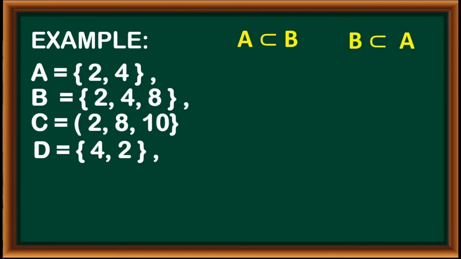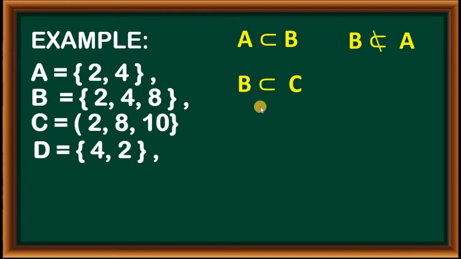How about this? B is a subset of A. Can you see? This is our letter B. Our set B has 2, 4, and 8. And if you can observe in set A, there is no 8. So therefore, you cannot say that B is a subset of A because there is no 8 in set A. So instead of using the symbol subset, you're going to use not a subset. So you're going to put a slash on it. So that is the symbol for not a subset.